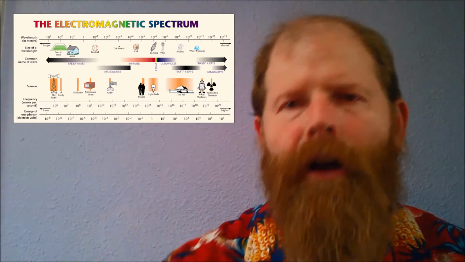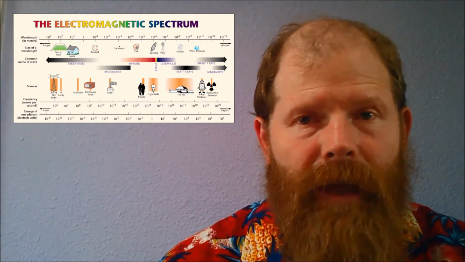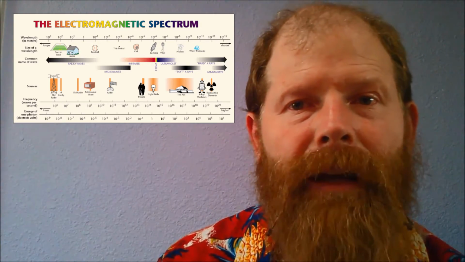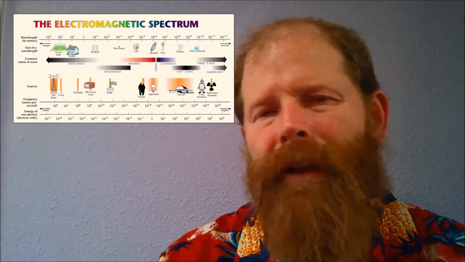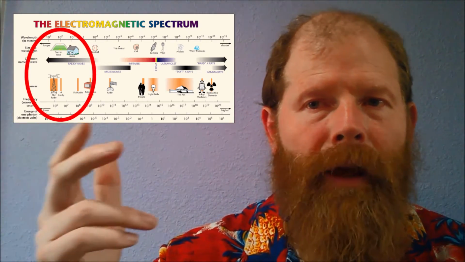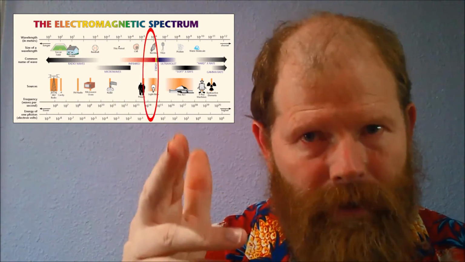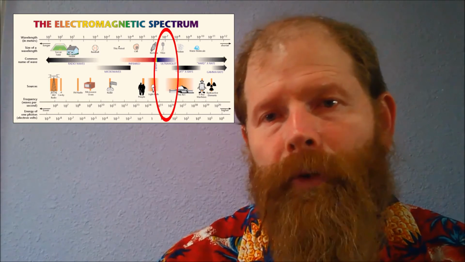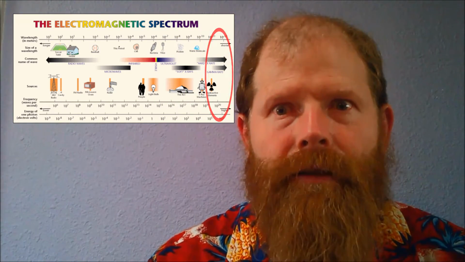That small amount is visible light. The rest of these electromagnetic waves are other types of electromagnetic waves, and we classify those into parts. We've got the radio waves and the microwaves and the infrared, and we get to the visible, and then the ultraviolet and the X-rays and the gamma rays.